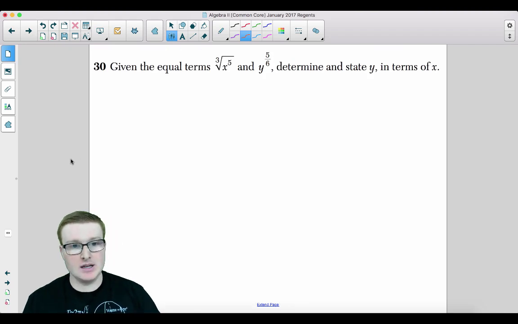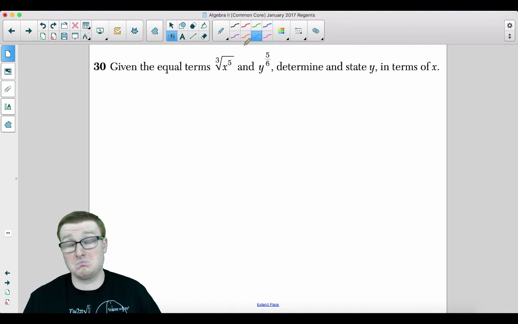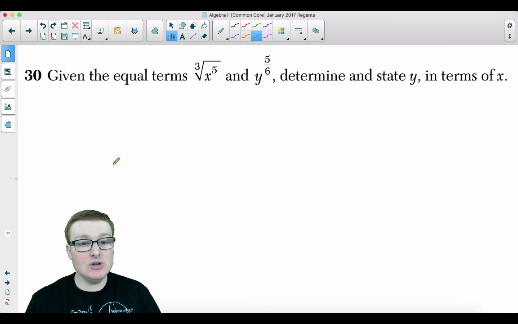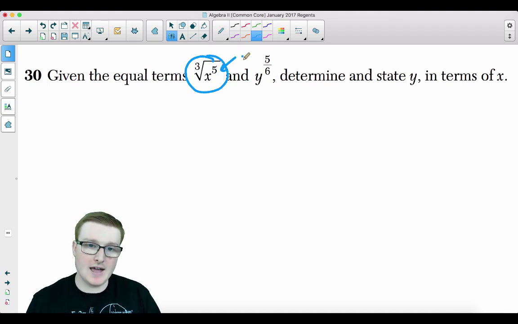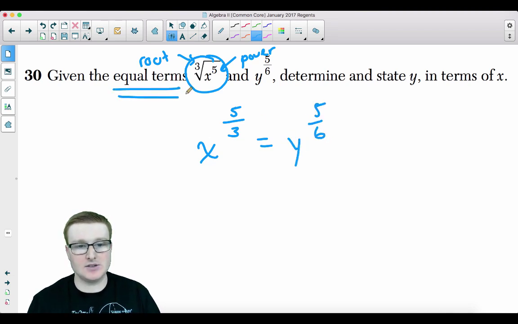Given the equal terms, the cube root of x to the 5th and y equals 5/6, determine and state y in terms of x. So you need to find y in terms of x. Here we go. Since these two things are completely different from each other, because this is a radical, that's an exponent, I'm going to convert this into a rational exponent. Remember that 5 represents your power, okay, and that 3 represents your root. So this is really x to the 5th power divided by 3, and we're going to set it equal to y to the 5/6. Why? Because they tell us that they're equal terms.